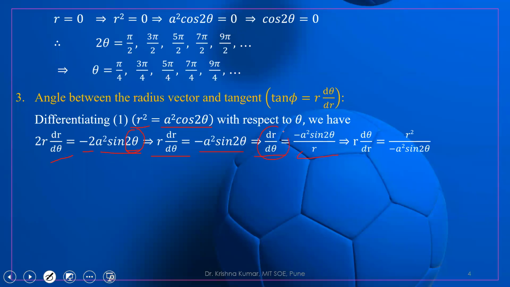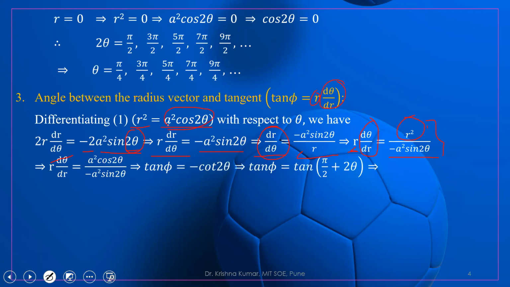But now it should be just the opposite. It is d theta dr. So let us reverse it. So d theta dr is equal to what? It is r upon minus a square sin 2 theta. And we are multiplying with r because r is present over here. So it is r square upon minus a square sin 2 theta. But what is the value of r square? It is a square cos 2 theta. So again substitute the value of r square: a square cos 2 theta upon minus a square sin 2 theta. So minus a square will cancel. So tan phi is equal to minus of cot 2 theta.